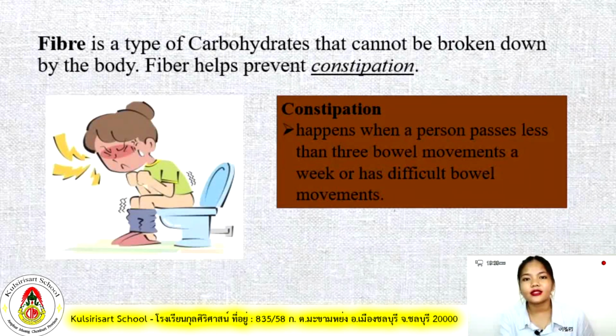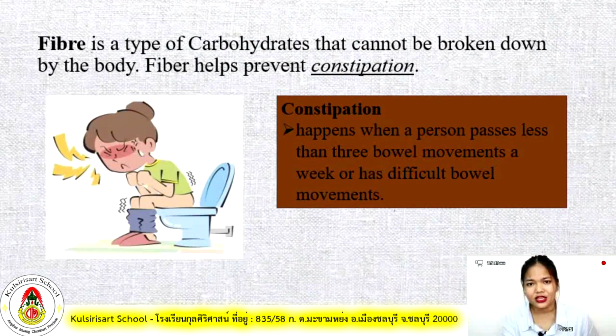Fiber is rich in most of our fruits and vegetables. We will give examples later. Now let's first discuss what constipation is. Constipation happens when a person passes fewer than 3 bowel movements a week or has difficult bowel movements. In simpler terms, you have a hard time pooping. For example, if in a week you only poop once, you can say that you are constipated.